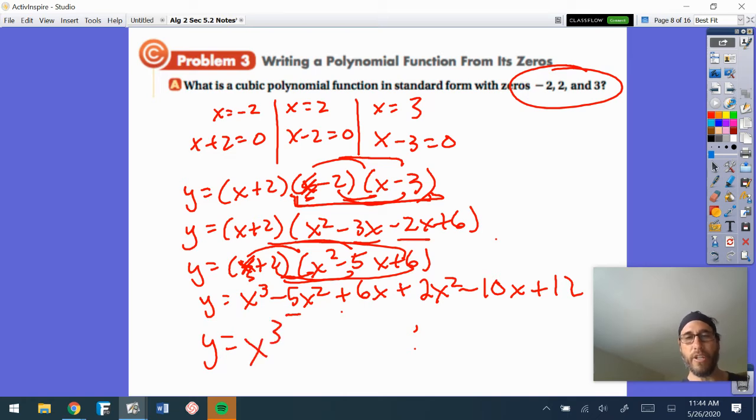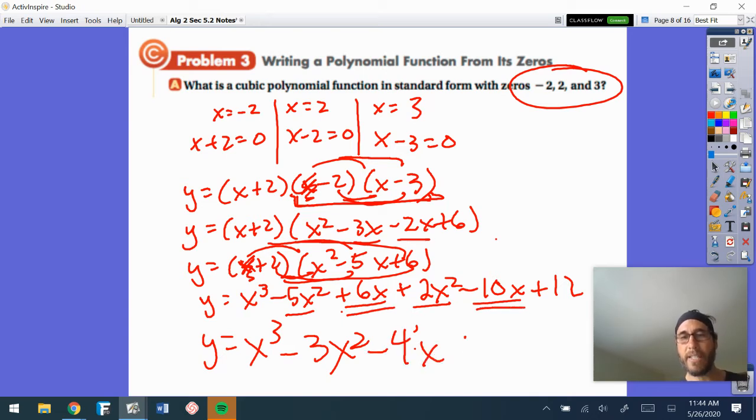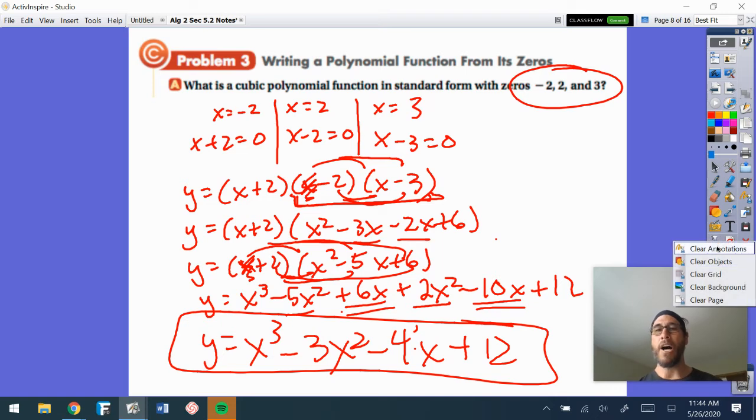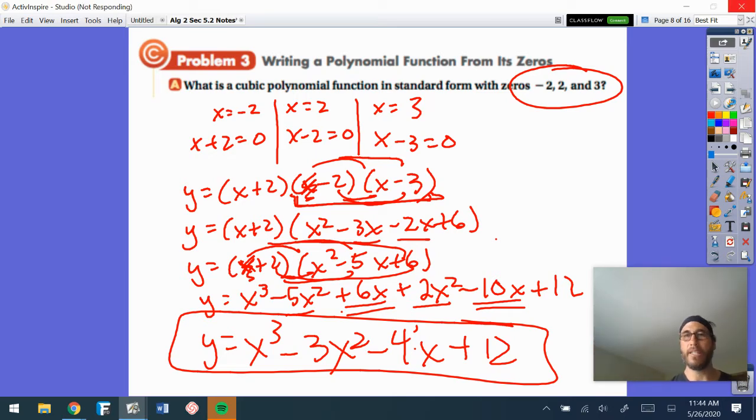So x to the third, that guy goes with that guy. That'd be a negative 3x squared. That guy goes with that guy, negative 4x, and then plus 12. That is in standard form. Done! I don't know about you, but that was kind of fun. It does take some work, but the good thing about problems that take a lot of work is that I can give you a lot of points, right?